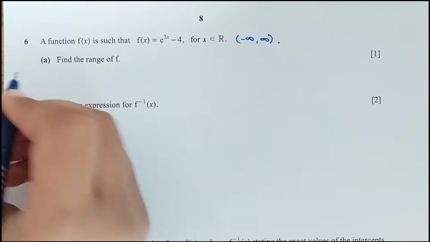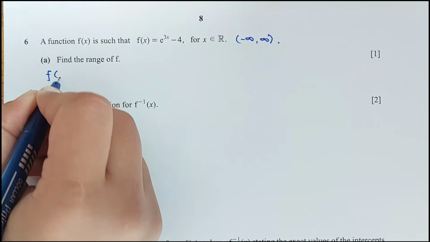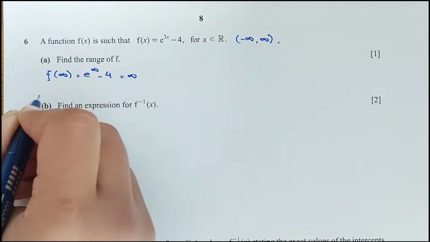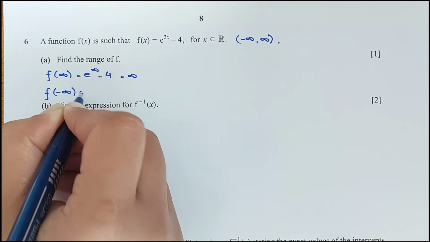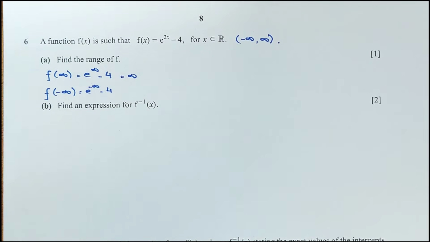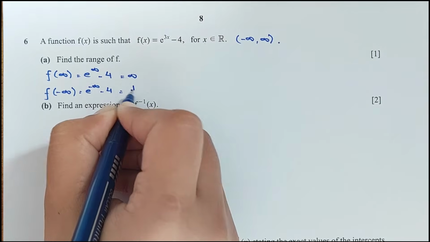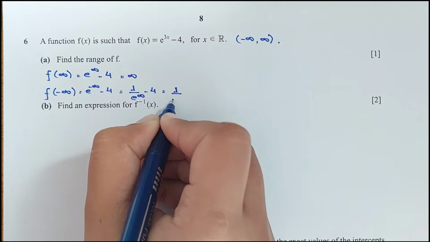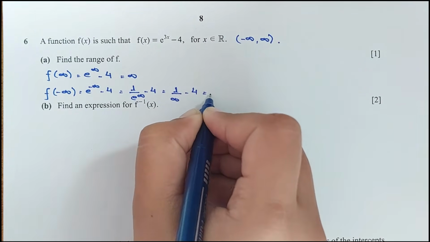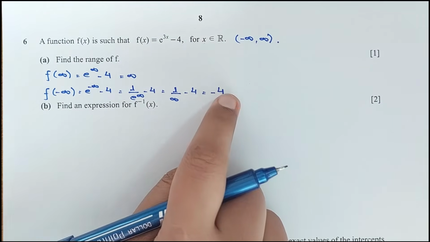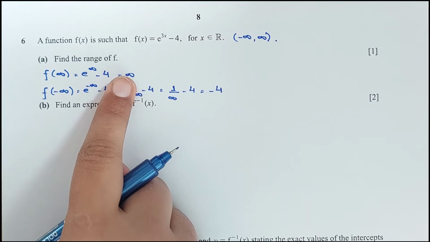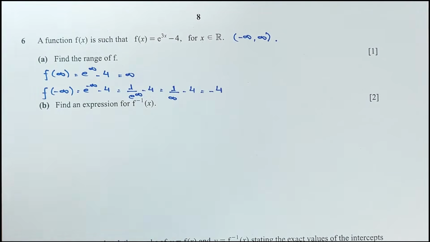Let me check the function value at infinity and minus infinity. So what is f of infinity, which is e power infinity minus 4, which is infinity, and f of minus infinity, e power minus infinity minus 4, which is 1 over e power infinity minus 4, something over infinity is 0, 0 minus 4 is minus 4, right? So if the domain lies between minus infinity to plus infinity, the outputs are infinity and minus 4. It means the y values are from minus 4 up to infinity.